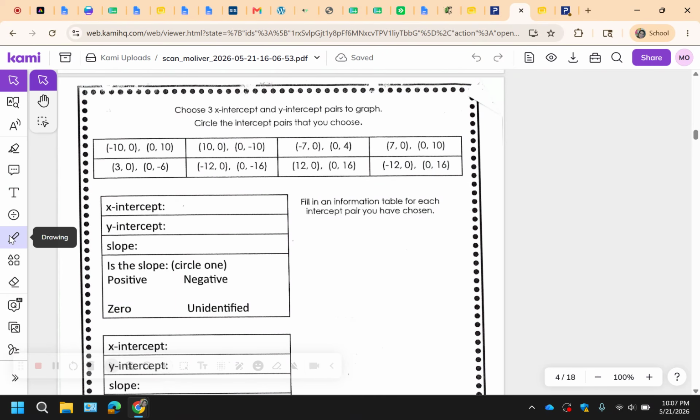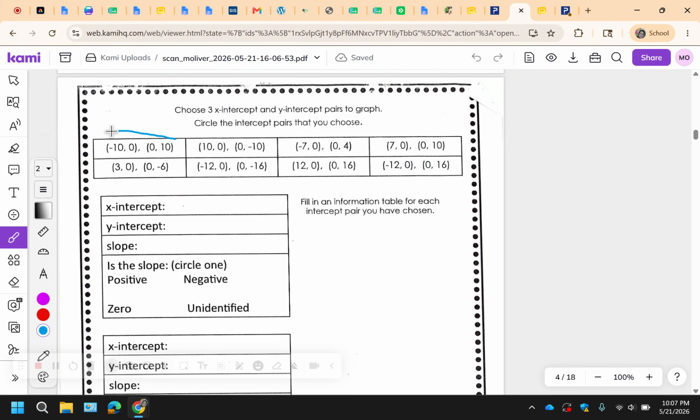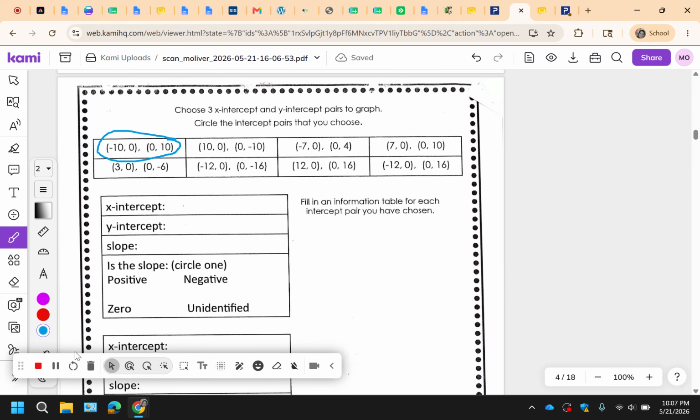Alright, so if I want to pick, say, this one here. Your very first one is considered the x-intercept. So the negative 10, 0 is an x-intercept. That means when you're on the coordinate plane, you're crossing here when x is negative 10. Your y-intercept, when x is 0, you cross the y-axis at positive 10. And so then you'll graph them to make another line.